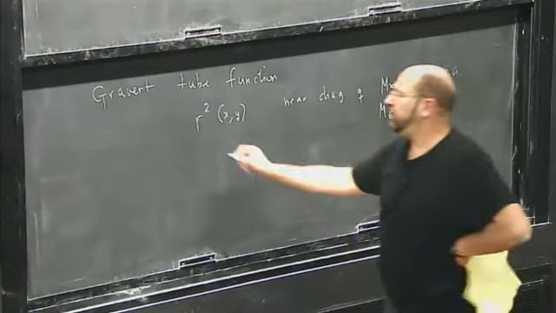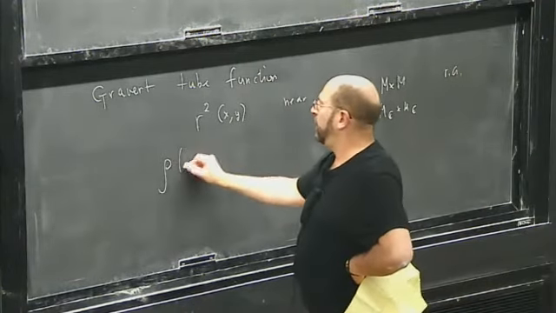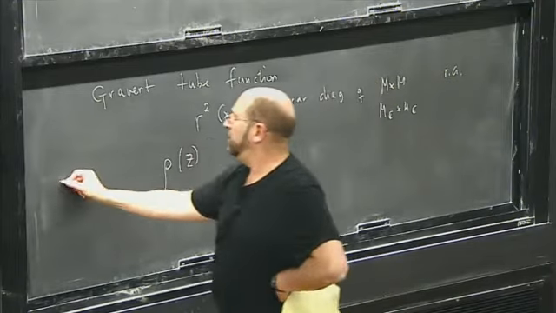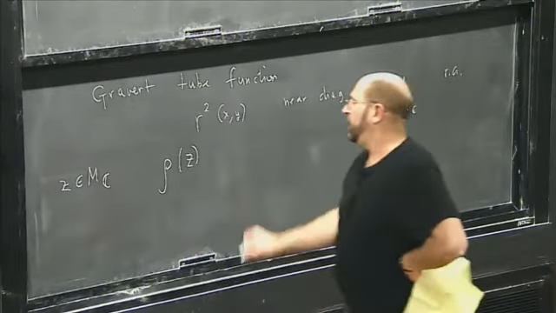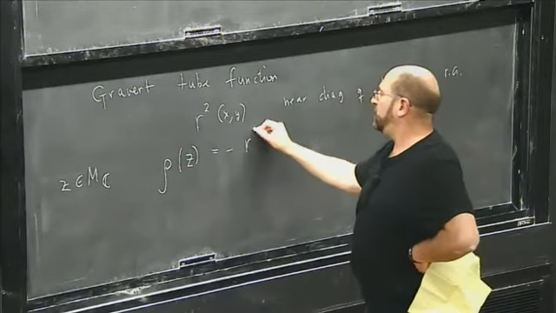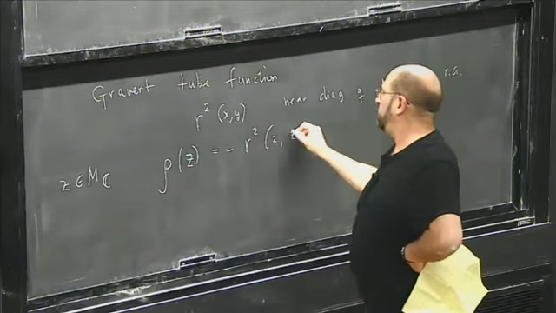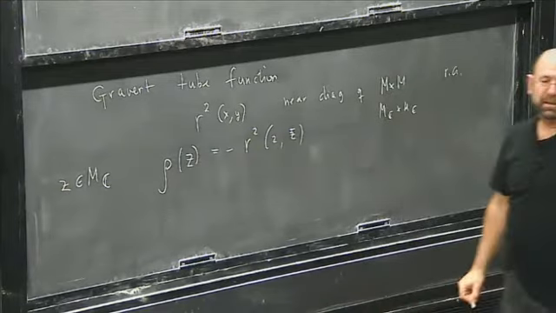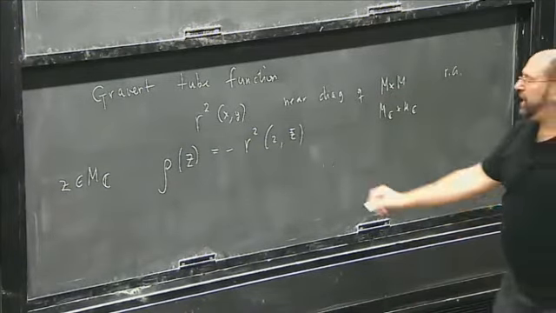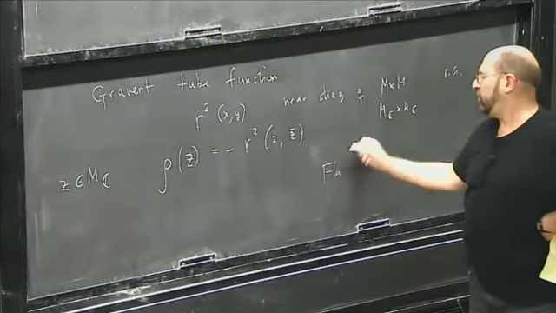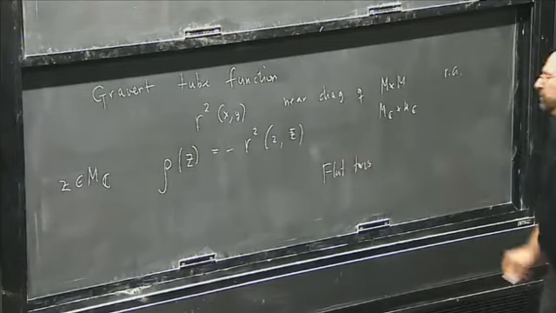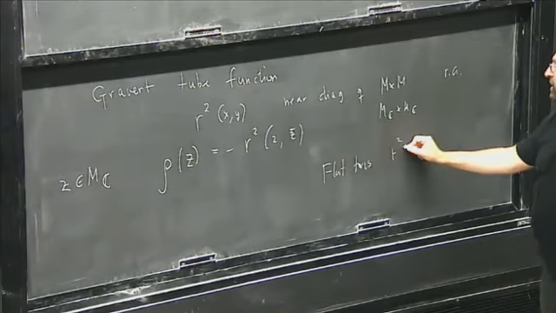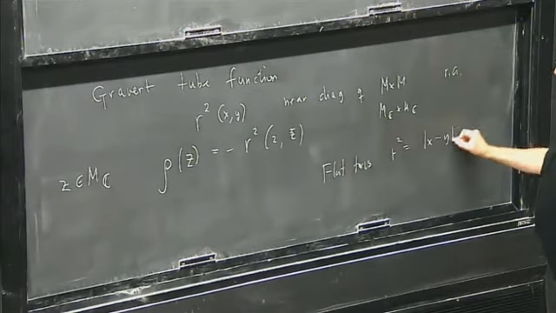So we can then define rho of z, where z is in the complexification of M. We can define rho of z to be minus the square distance from z to z bar. So why do you do that? Well, let's take a flat torus, or Euclidean space, it doesn't matter. Then the distance squared is just x minus y squared.